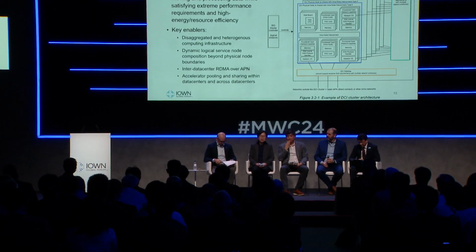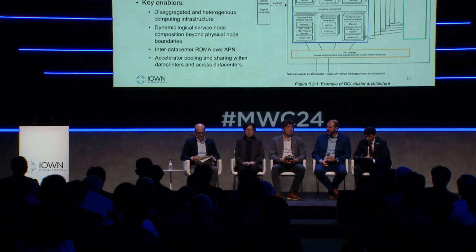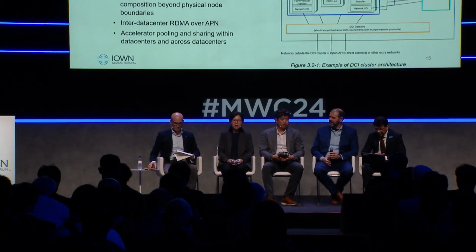So there are a few key enablers for IOWN DCI. The first enabler is the disaggregated and heterogeneous computing, which means we could create a bigger pool of computing resources and has the flexibility to choose the right amount of computing resources for the workload. Another key enabler is the dynamic logical service node formation, such that we could form logical computing service nodes on demand, based on the workload demand, and out of computing resources across different physical nodes.